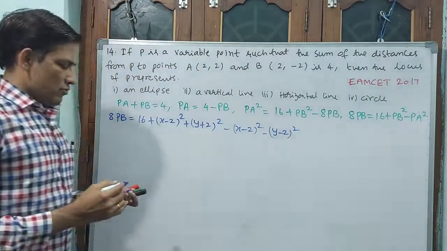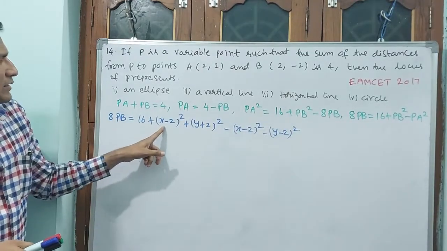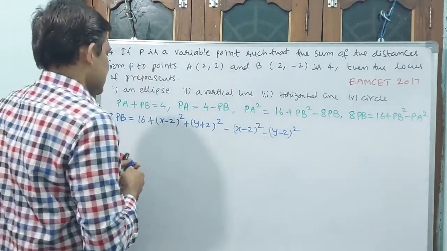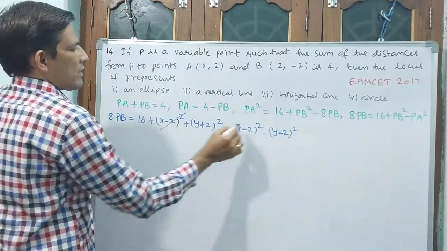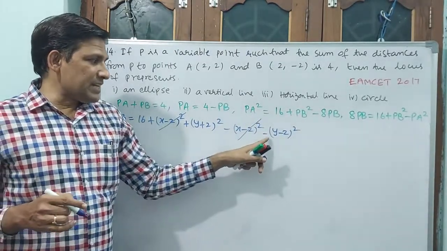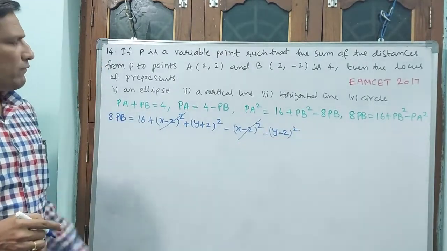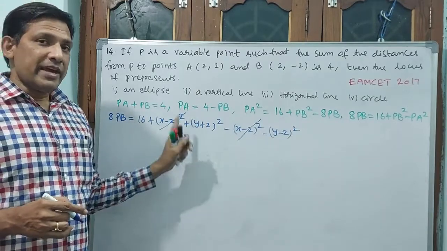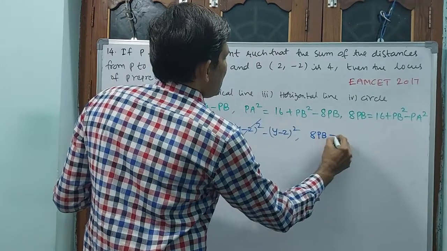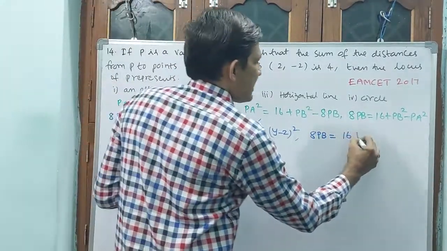Okay, don't confuse. Now see. X minus 2 whole square minus x minus 2 whole square, you cancel directly. That is the advantage for us. Now, y plus 2 whole square minus y minus 2 whole square. A plus b whole square minus a minus b whole square is 4ab. 4 into y into 2, 8y. 8y will come. You see what I am writing? 8PB is equivalent to 16 plus 8y.